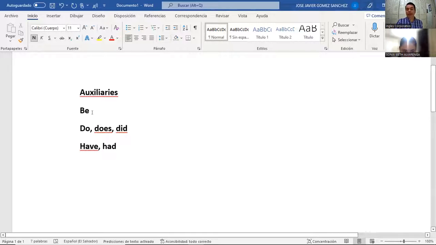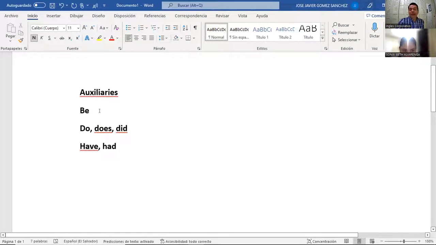Good. The verb to be is simple. It describes a form of be or stay, right? Simple, right? And we can talk about the verb to be in the past, present, and future. Past, present, and future, right?